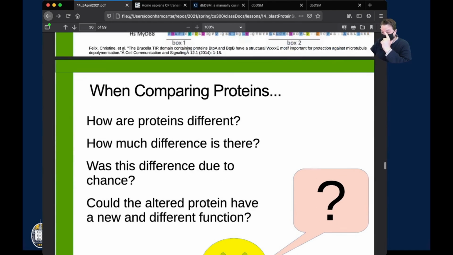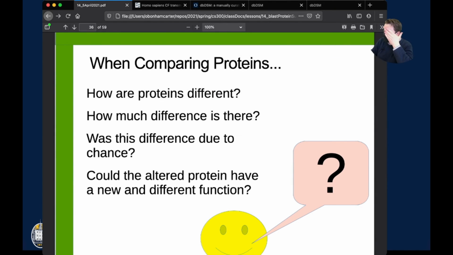And so you're looking at the actual areas of your protein that do things, that have some function, that handle something here. So you're actually asking yourself some questions when you compare your proteins, and that is, how are these proteins different? How much difference is there? Is it just one amino acid, or is it several amino acids? Is it a whole bunch of amino acids here? How is that difference actually calculated? Where is the difference located? And then you ask yourself, was this difference due to chance? Am I looking at evolution here? You can actually look at evolution.